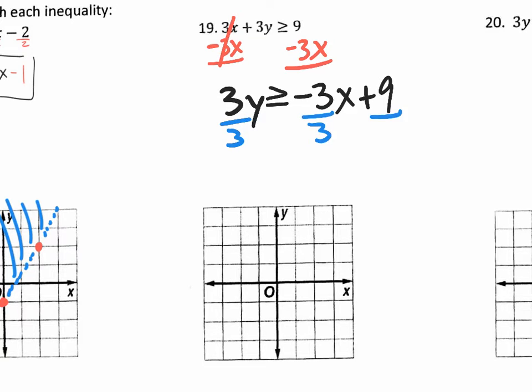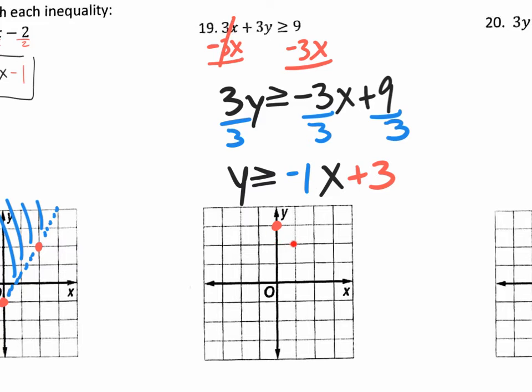Do I change the inequality symbol, or do I keep it? Keep it. You didn't divide by negative 3, you divided by a positive. The m value is going to be negative 1 with an x, and 9 divided by 3, that is positive 3. So it crosses at positive 3, and from that point, you're going to go down 1 over 1.